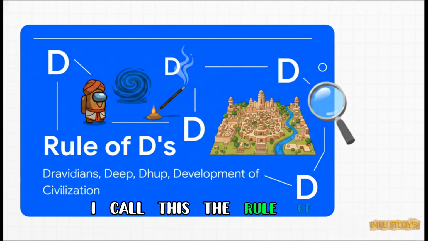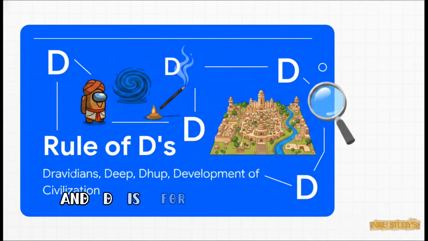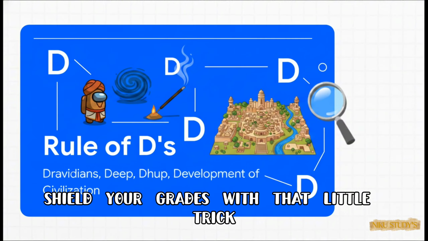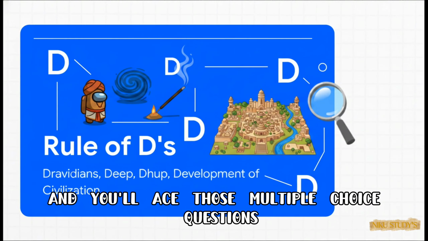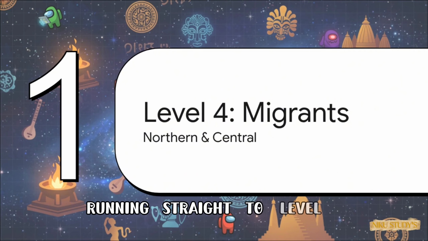Let's lock in another memory hook. I call this the rule of Ds. D is for Dravidians, D is for deep, D is for dhoop, and D is for the development of civilization. Shield your grades with that little trick and you'll ace those multiple choice questions. All right, we are bypassing security and speedrunning straight to Level 4.